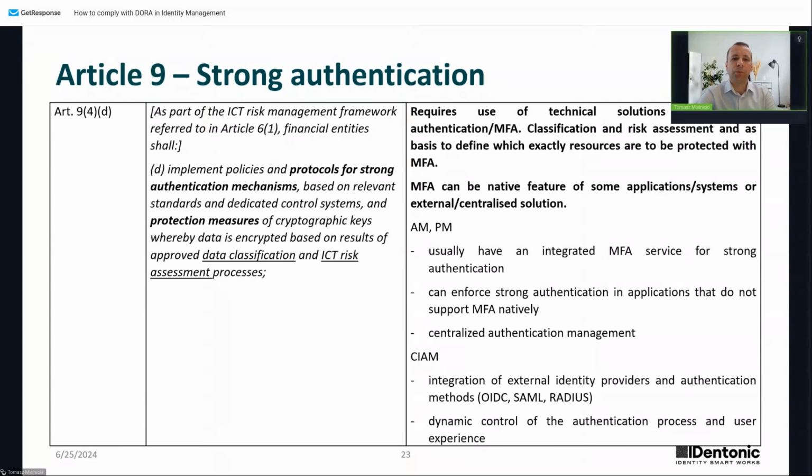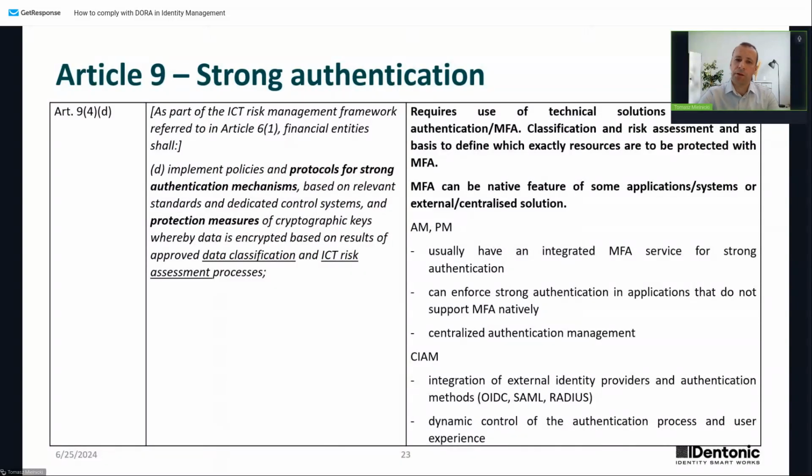You may not need strong authentication for all the resources. To decide which resources you really need it for, you first run classifications for Article 8, and you also run the risk assessment to see which resources, which systems, which applications you need to protect. So not all of them, maybe, right?